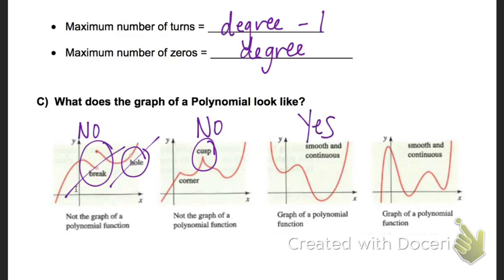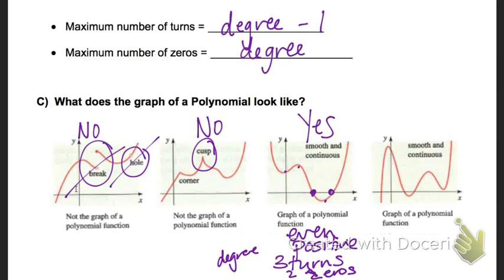Third one is yes. So let's talk about what kind of function it could be. Would it be even or odd? Even. Good. Would it be positive or negative? Positive. How many turns does it have? 1, 2, 3. And how many zeros? 2. So the degree we're going to say is greater than or equal to 4, because the maximum number of turns is degree minus 1.